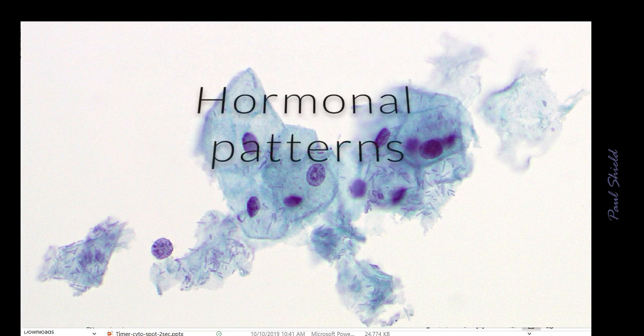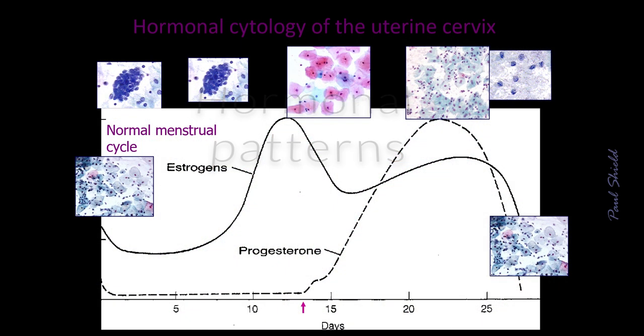Paul. In this clip we're going to look at the different patterns that you see in the cell sample at different times of the menstrual cycle and different times throughout life. So the cycle, we see estrogen and progesterone peaking at different times.